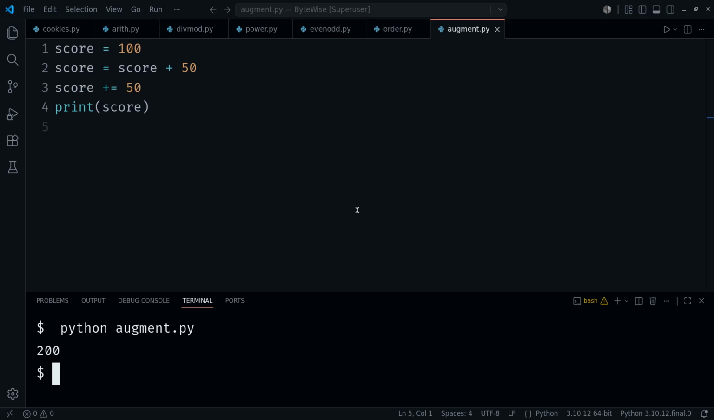Minus equals to subtract, times equals to multiply. They all follow the same shape. Operator, then equals, meaning update this variable using itself. You'll see plus equals absolutely everywhere once we start counting things inside loops. It's the standard way to keep a running total.